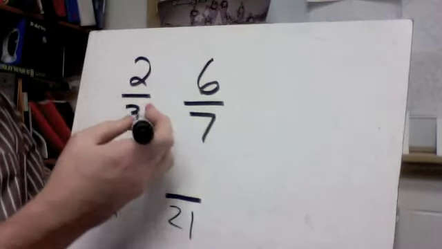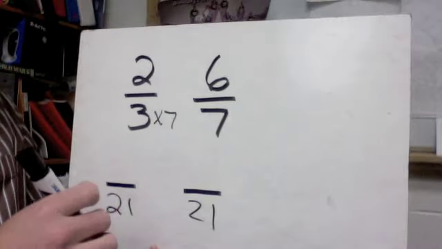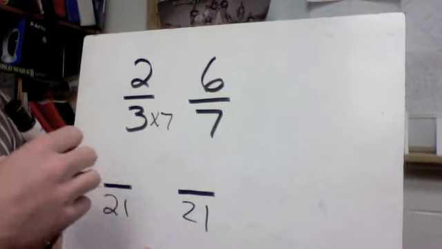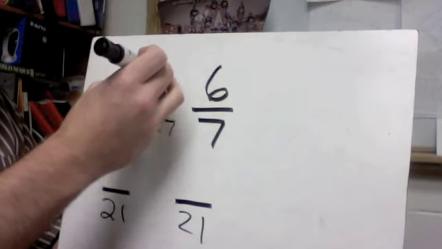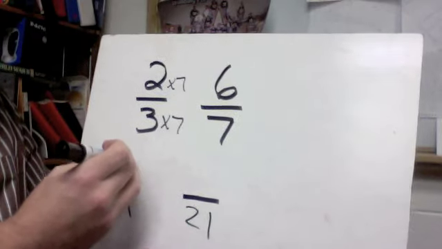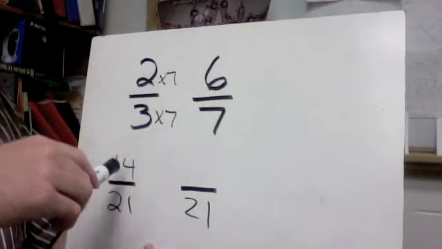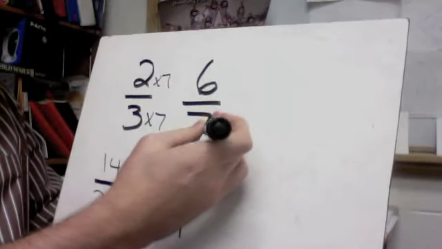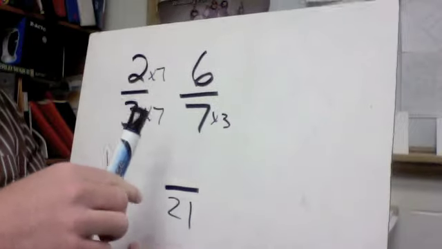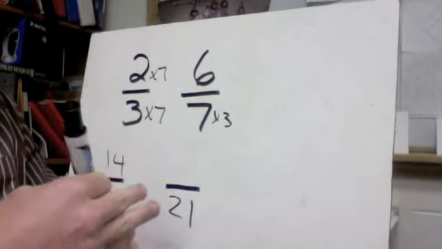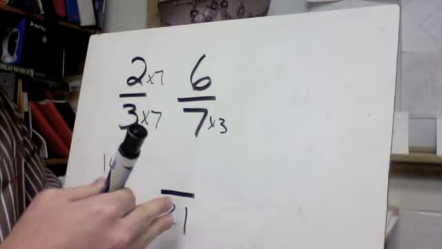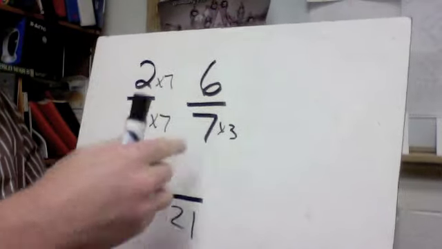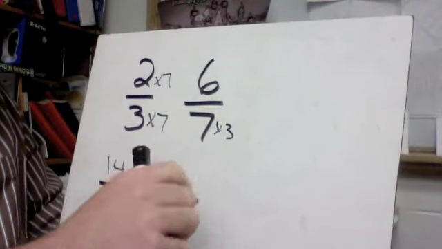To get 3 to be 21, I multiplied it by 7. To keep this fraction the same, we've got to multiply the top and the bottom by the exact same thing. So if I multiply this by 7, it keeps the fraction the same at 14/21. These fractions are equal. If I come down here, to get 7 to be 21, I just multiplied by 3, and then I need to times the top number by the exact same thing to keep the fraction the same, because we're not trying to change the fraction any. We're trying to make it equal to each other.